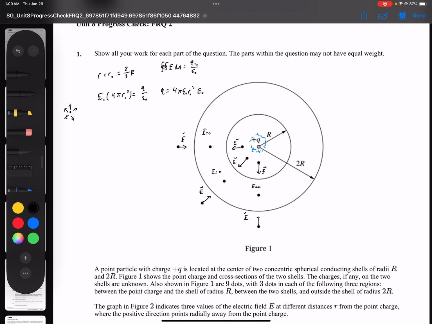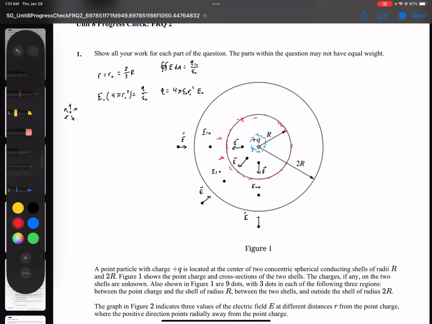Now, the only way for that to be possible is if I have some E field. So I have this E field pointing out from the positive point charge, right? So I have to have an E field pointing inward with the same magnitude in order to cancel out the electric field from the positive point charge. So that means I have to have a negative Q distributed across this entire sphere, right? Because that's the only way.